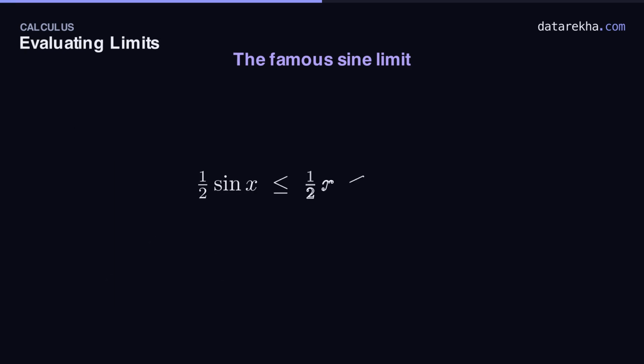Because each region contains the one before it, their areas line up in order. Cancel the 1 half from every term, and you get a gorgeous sandwich: sin x, less than x, less than tan x.